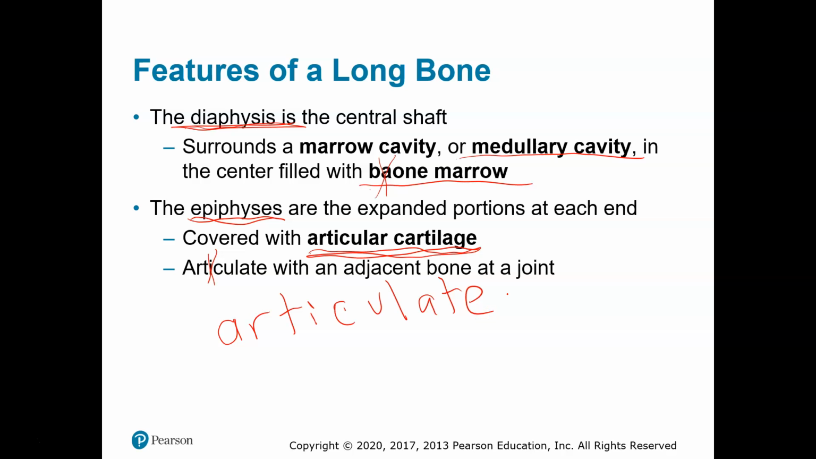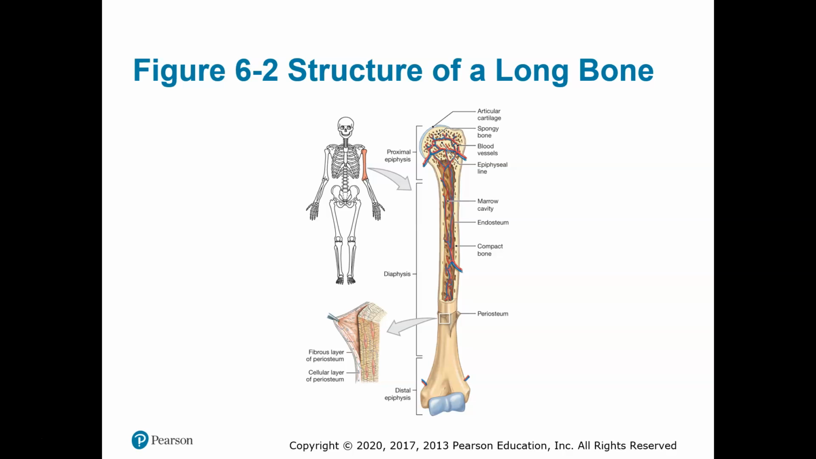But articulate just means the two bones that come together to form a joint. That's what articulate means, to come together with another bone and form a joint. So here's the structure of the long bone. You can see in the middle the diaphysis, and then the ends are epiphyses.